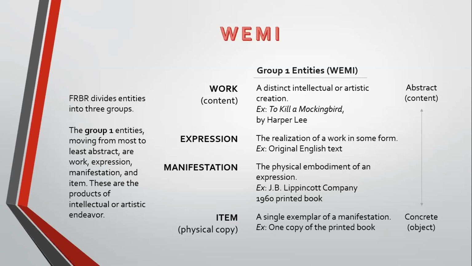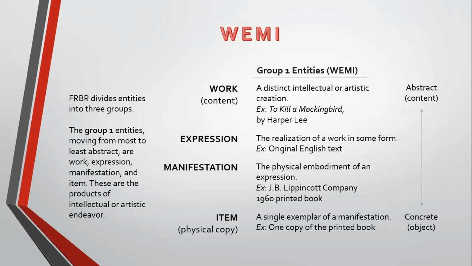Okay, so expression adds another element or aspect, and that would be the form. So one expression of the work To Kill a Mockingbird is in English text. Another may be in Spanish spoken word. Okay, then manifestation, we add another level, and that's the carrier. So it's the physical embodiment of an expression. This example here, J.B. Lippincott Company's 1960 print book publication of To Kill a Mockingbird is one manifestation of the original English text expression of the work.